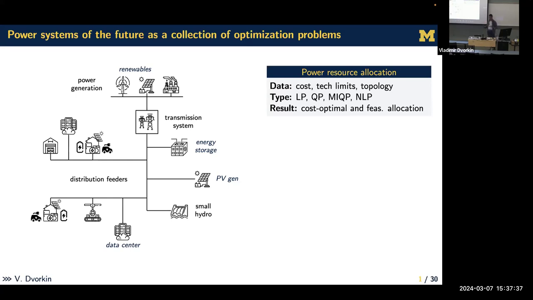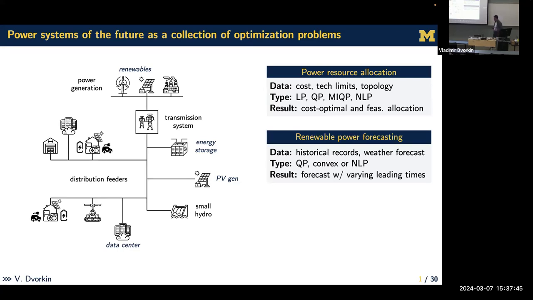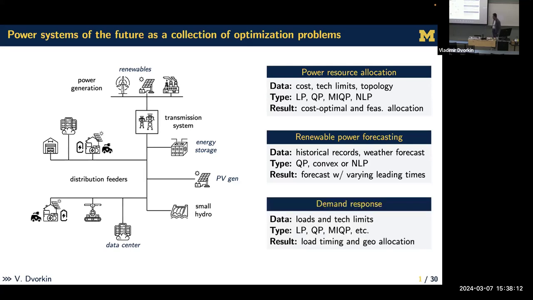And depending on the context, it can be linear programming, quadratic programming, or other forms, NLPs and others. Another typical problem is predicting weather-dependent resources. We have solar generation and wind generation that depend on the weather. So we would like to leverage historical records of this generation, some ARIMA models, or we can use turbine models in order to map weather forecasts into power generation. We would also solve an optimization for that.